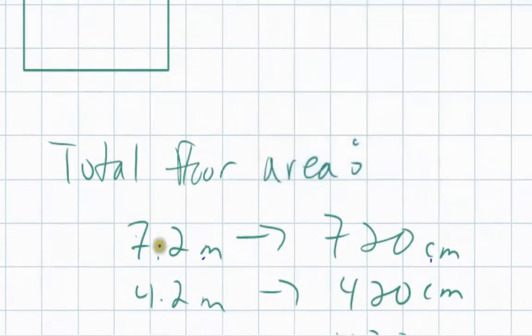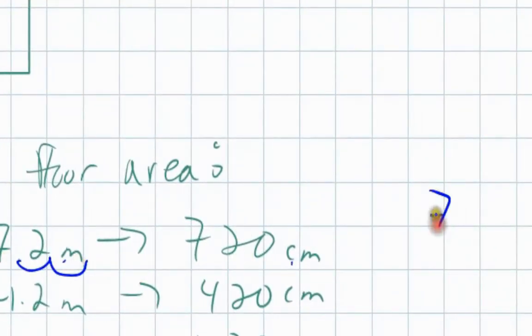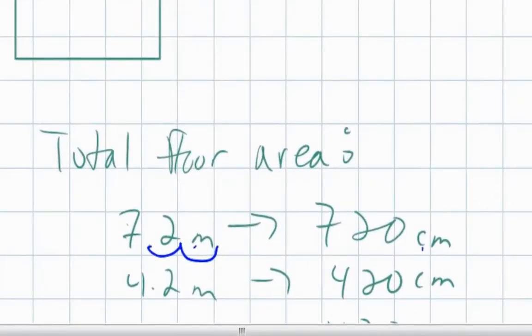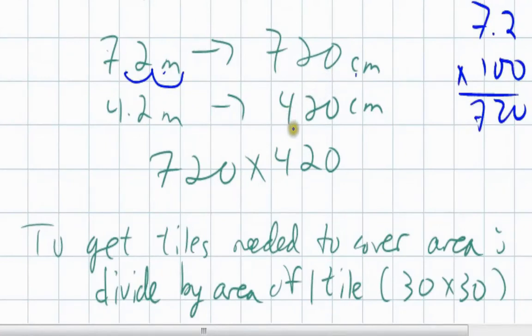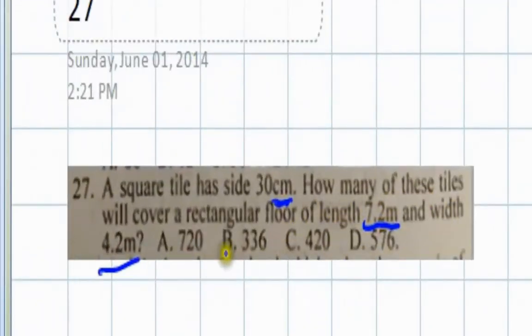The way that I did that was I just moved the decimal point over 2 spaces because it's multiplying by 100. So 7.2 times 100 would simply be 720. That's what I did for both of these. So to find the total area, I would have to multiply 720 times 420. But before I go on and do that, that's my total area, right? But what are they asking me? They're asking me how many of these tiles will cover a rectangular floor.